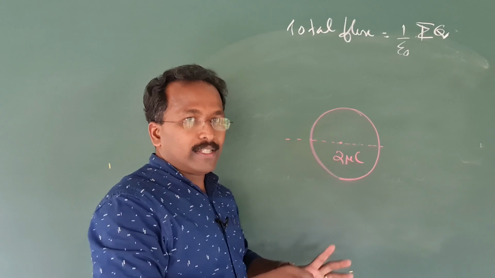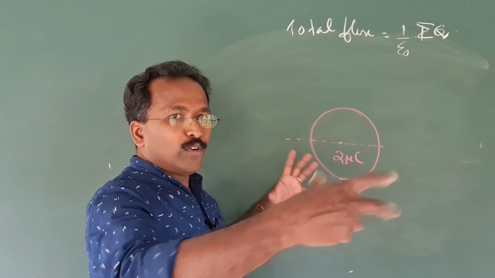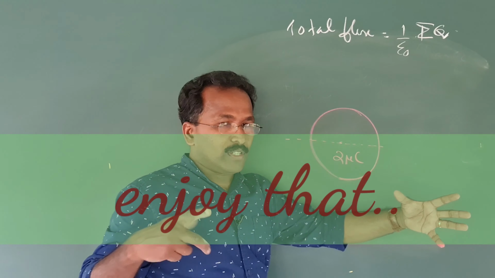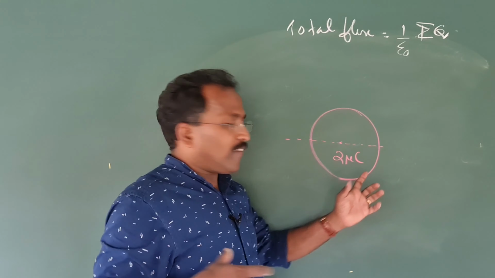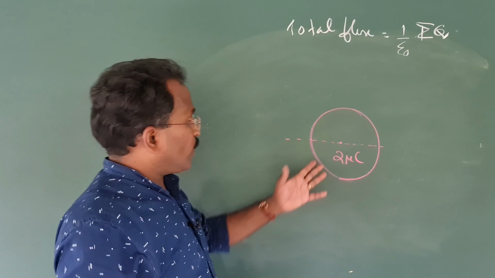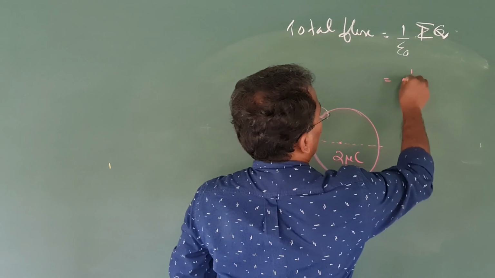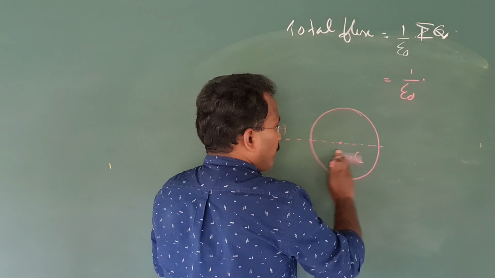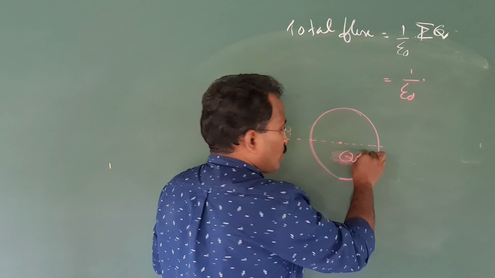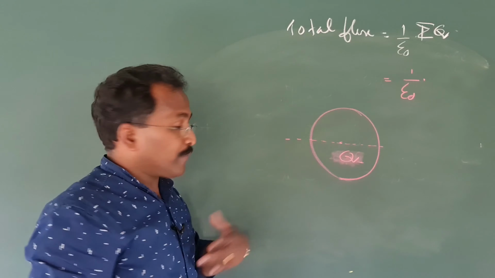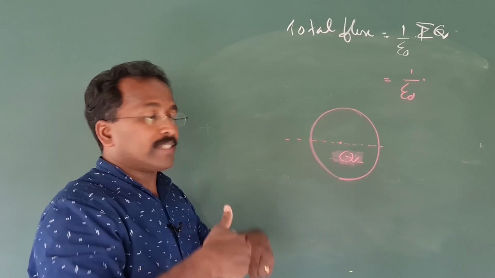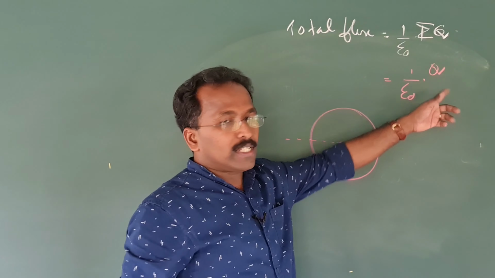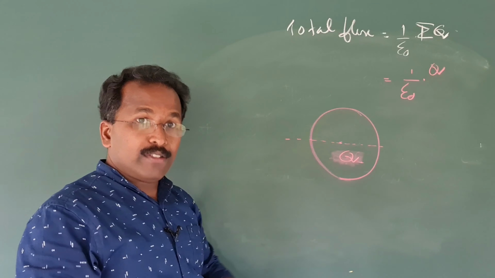If the charge is at the center, it produces a symmetric flux to all the sides. So the total flux will be equal to 1 by epsilon 0 into, let's take instead of 2 microcoulomb, a charge q, so that it can be any charge. You can substitute whatever value you are getting in the exam. So this much of flux will be there. If it is a positive charge, it is outflux. If it's a negative charge, it's an influx.